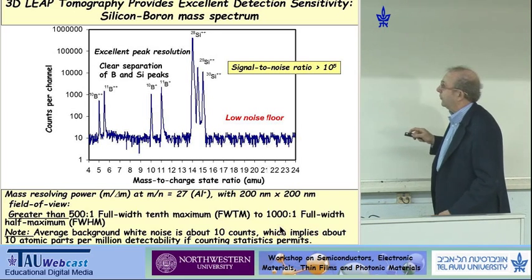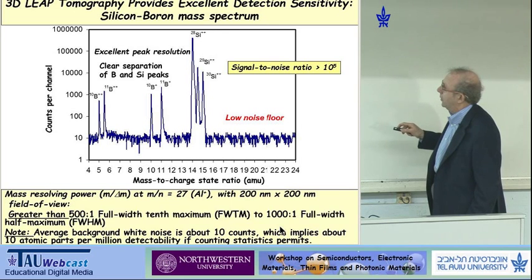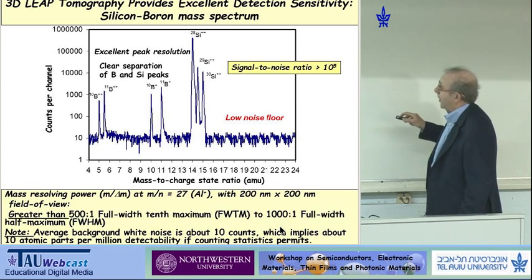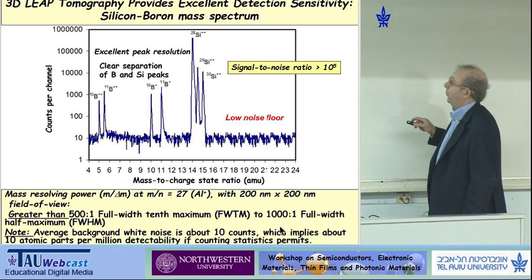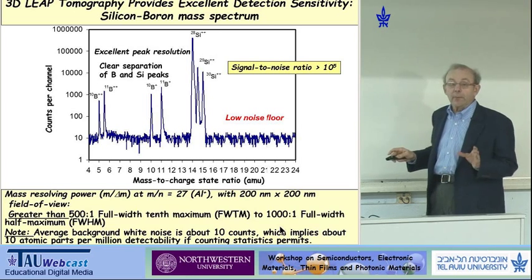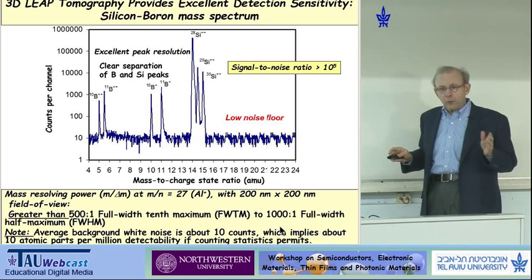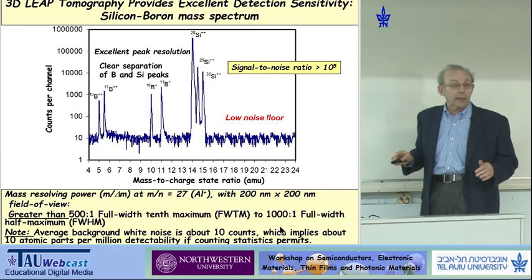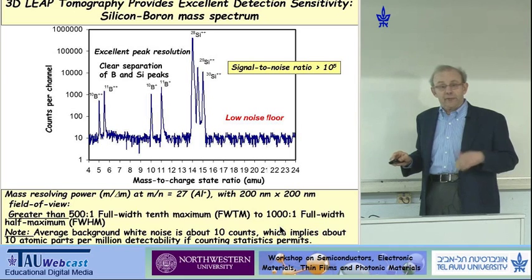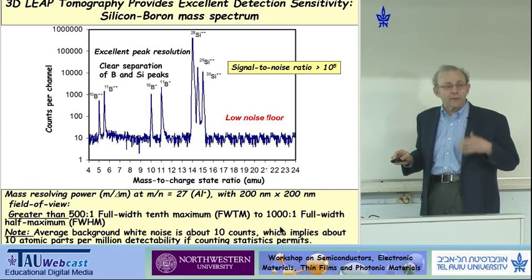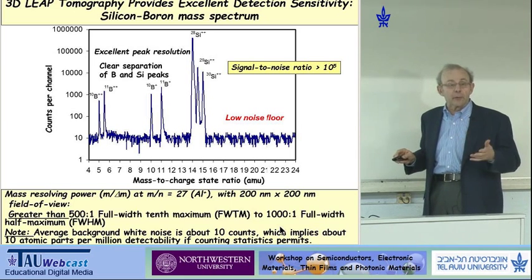There are no problems. The other thing you should notice here, this is only 10 counts. This is the white noise in the system, and that's a very quiet system. It's not very noisy. What this means is that you can measure small concentrations. We've measured, in a few cases, as small as 7 atomic parts per million. Okay. It's simply a counting technique. You want the data set to be as big as possible so you have as many counts as possible.